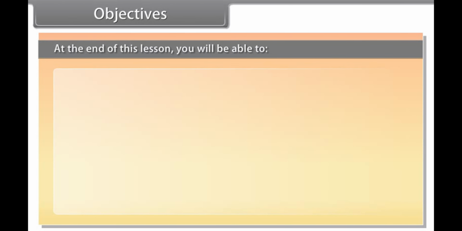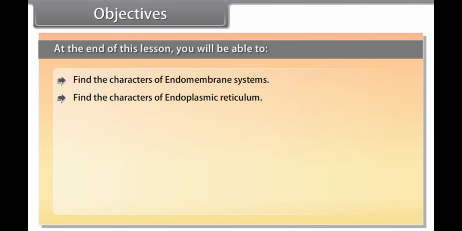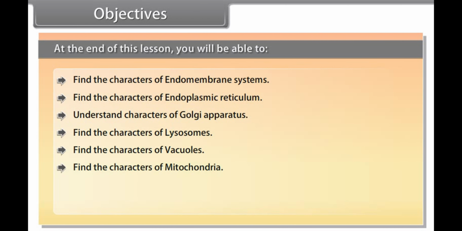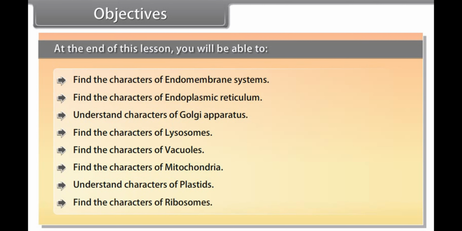Objectives. At the end of this lesson, you'll be able to find the characters of endomembrane systems, endoplasmic reticulum, Golgi apparatus, lysosomes, vacuoles, mitochondria, plastids, and ribosomes.